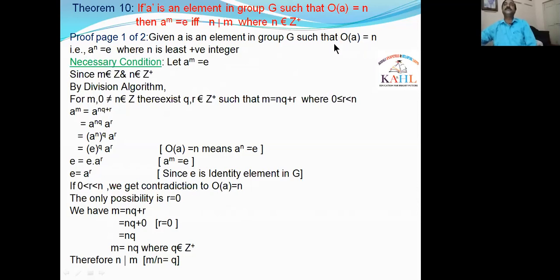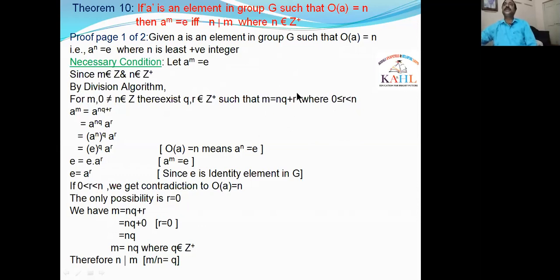Order of a is equal to n means a power n is equal to e, where n is the least positive integer. Here a power n is equal to e, and here a power r is equal to e. In these two cases, n is the least one. But if we observe here, r is the least one, which is impossible, because order of a is equal to n says that n is the least positive integer. But here r is coming. That means it is a contradiction. So the only possibility is this equality, that is 0 is equal to r. That means the only possibility is r equal to 0.